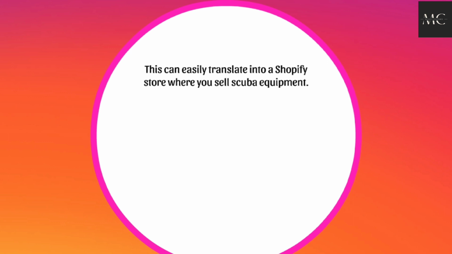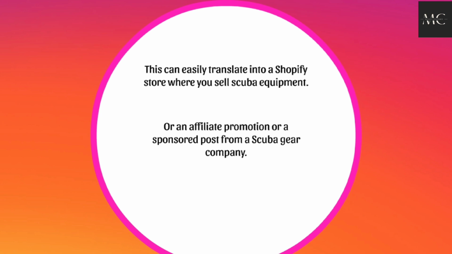You get to sell indirectly, because at the end of the day, people are going to want what you have. They feel, okay, if I have the same tools or equipment that you have as a scuba diver, or as whatever you're doing as a lifestyle brand, they're more likely to buy it, right? So it can be a Shopify store, it can be an affiliate promotion, it can be a sponsored post from a scuba gear company, which we'll talk more about later down the road. But before you can do all of that, you need to have a brand. You need to have the ability to create a lifestyle, right?